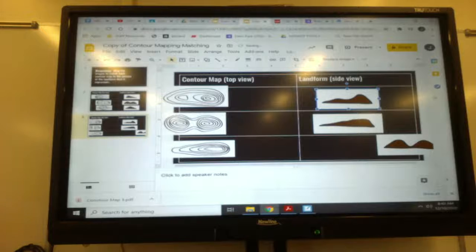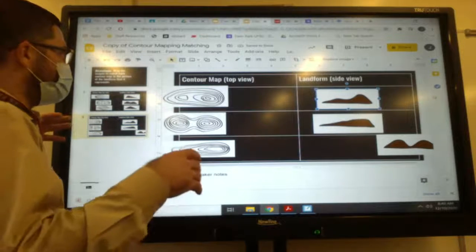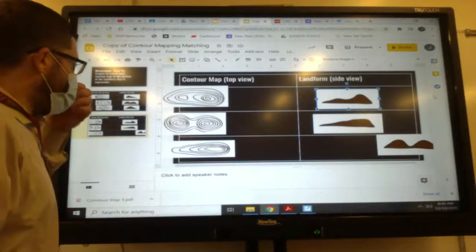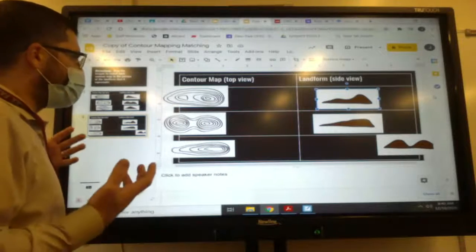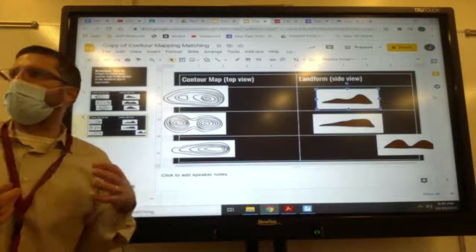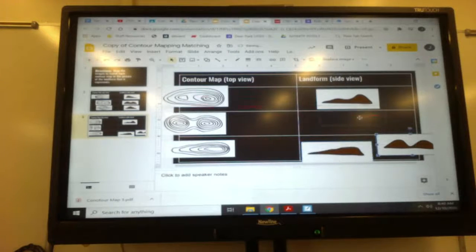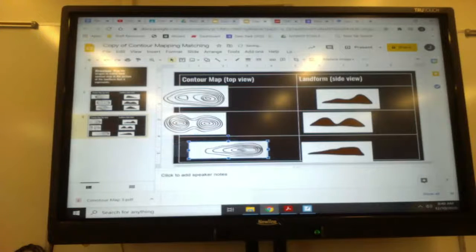Good. Now, this one should be really easy because I have two peaks. The spacing of the lines is the same on both sides. Both have the same elevation. What picture does that represent? Anthony? The third one. And that last one was easy because if you look at the picture, basically it looks the same on both sides.